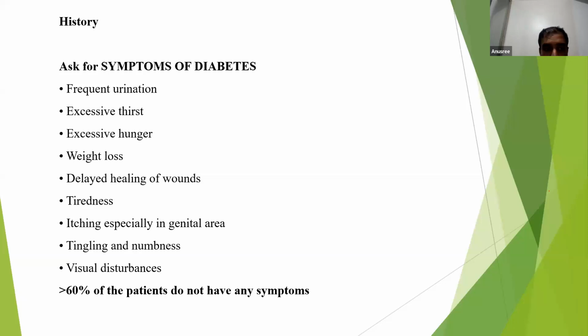They will present with a gastritis-like feeling, and there will be weight loss, delayed healing of wounds, tiredness, itching in the genital area due to fungal infection, tingling and numbness, and visual disturbances. Of the 60% of patients who do not have any other symptoms, diabetes will be detected when we look for any other diseases.